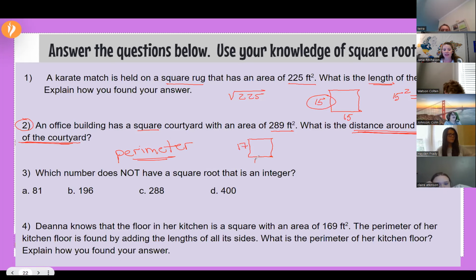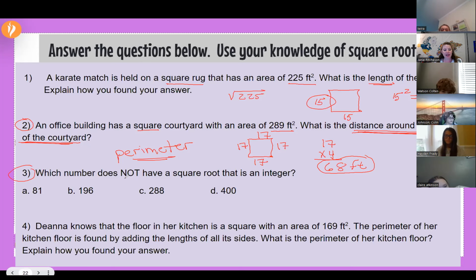You're exactly right. However, if you have 4 sides of this courtyard and each of them are 17, that means you're multiplying 17 times 4. So I guess our math ninja was right. 68 feet. All right, so make sure, are they asking for a side length or are they asking for perimeter? Make sense?